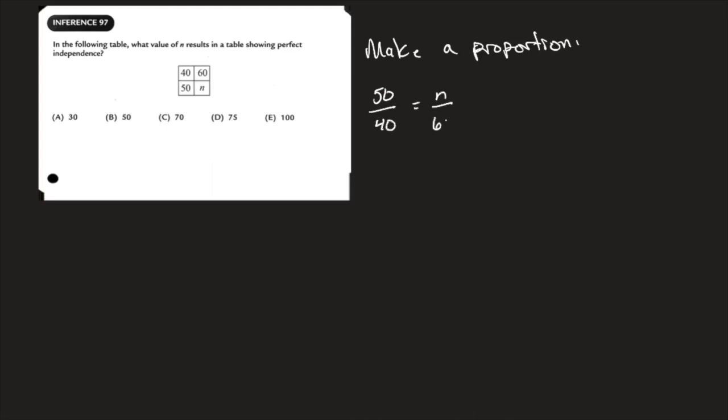It's a lot easier to make a proportion. So I know that they're supposed to be perfectly proportional. So 50 divided by 40 equals n divided by 60. I could have also flipped that over. It really wouldn't have mattered because I'm going to end up with the same proportion when I cross multiply. So I'm essentially going to cross multiply and just solve for n. That's pretty simple in this case. We're going to get n equals 75. That's the entire problem.